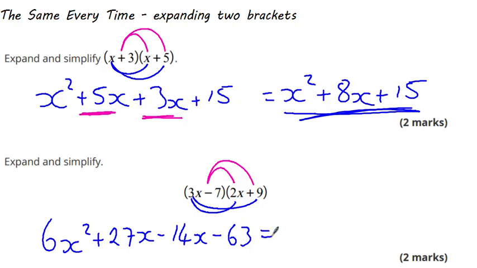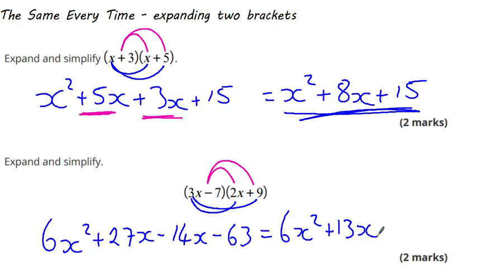So the question does say simplify. We've got x squared terms, we've got x terms, and we've got a number on its own. So the x squared is just 6x squared. And then the x's, so positive 27x, minus 14x, so 27 minus 14, that will give me 13, so plus 13, positive 13x.